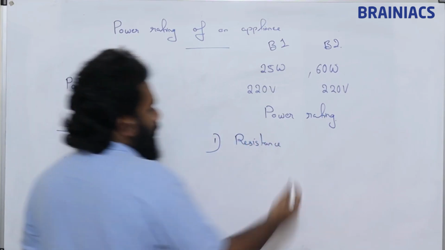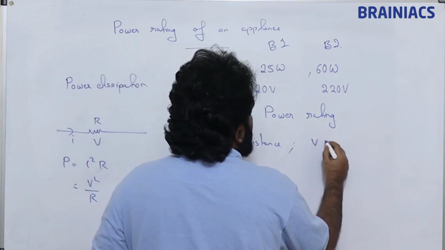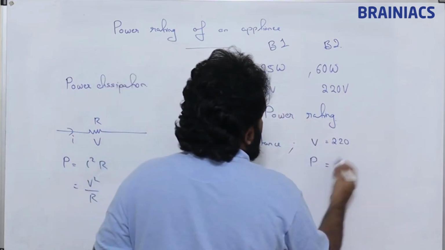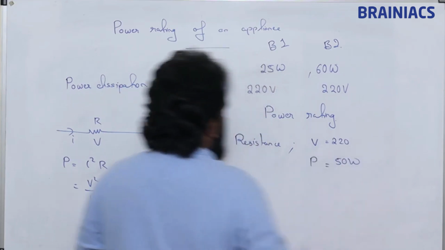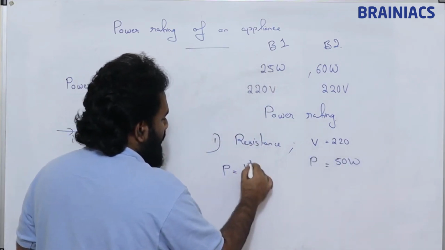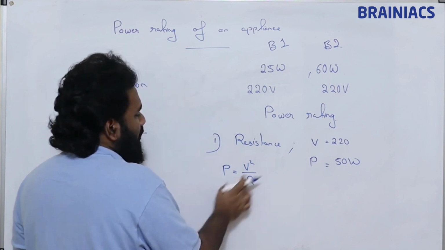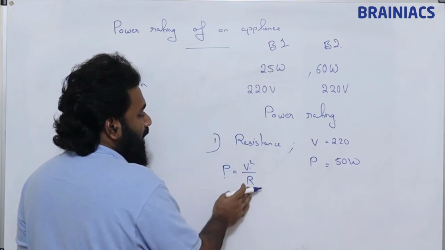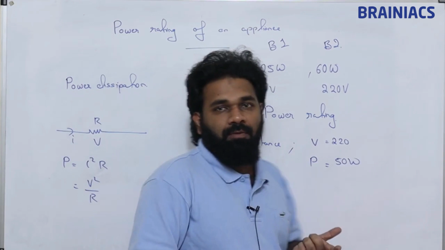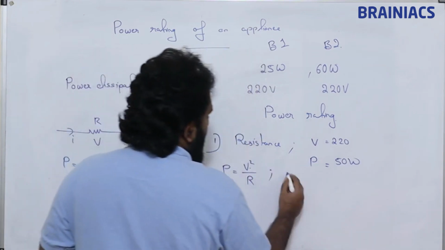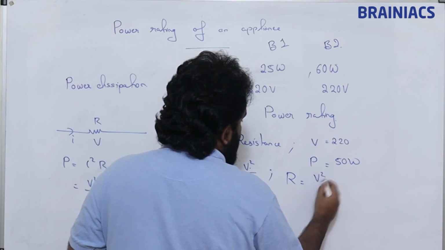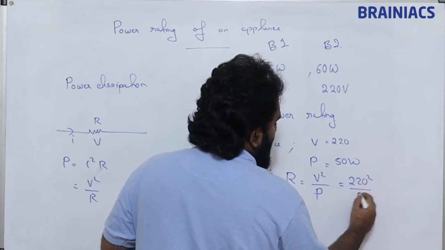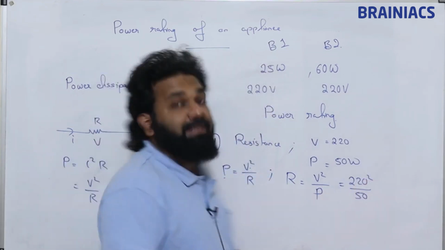resistance. Okay, how will we be able to find resistance? Voltage will be given, say for example in this case 220 volt, and power also will be given, say for example 50 watt, and power is equal to V square by R. For this input voltage, this much power will be dissipated, and the resistance of a device will not change, that will be constant also. So R is equal to V square by P. Just by substituting 220 square by 50, we will be able to find resistance.